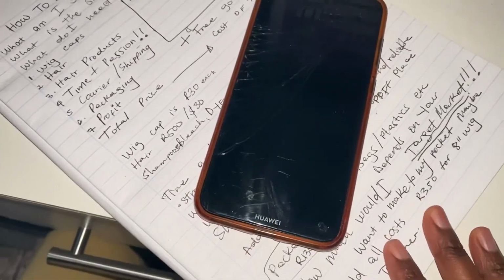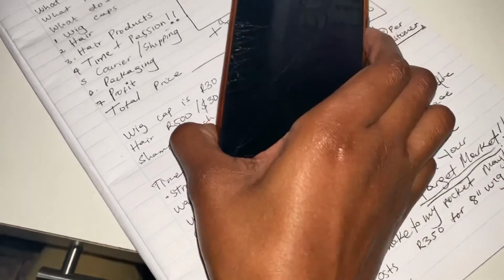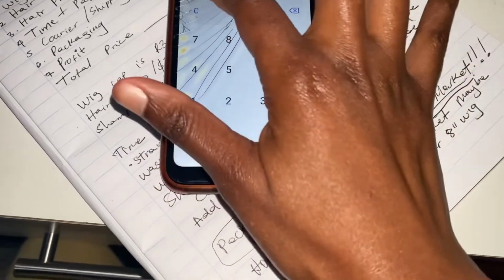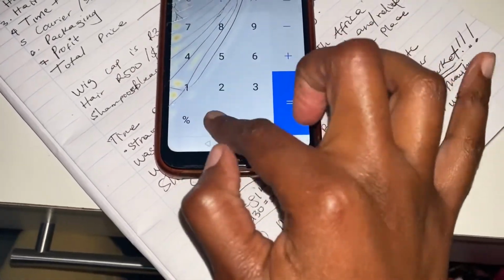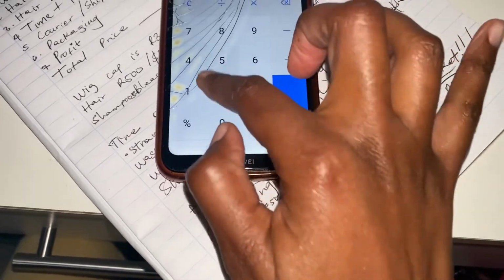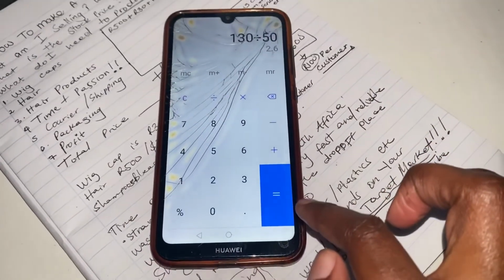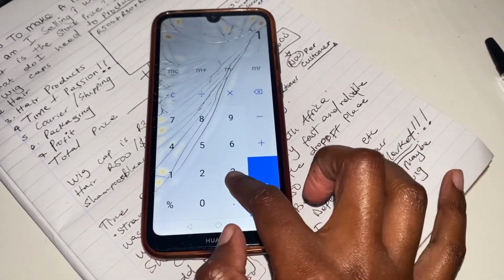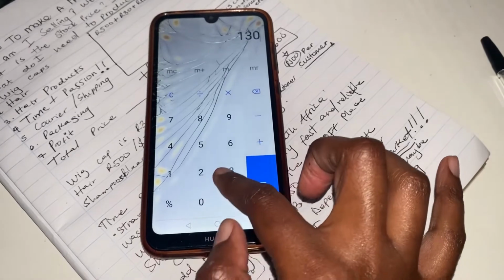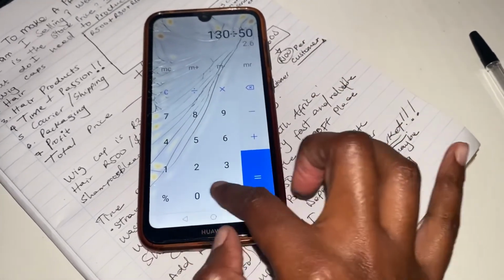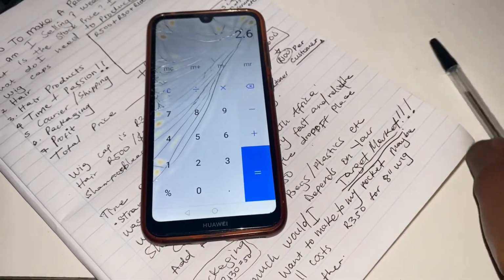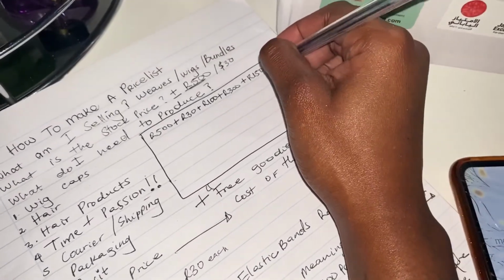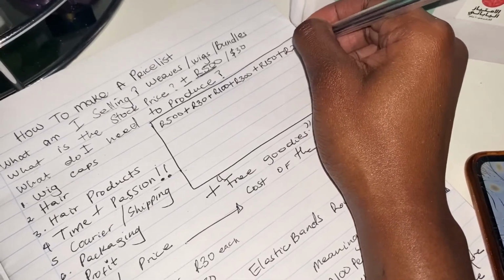So what you're going to do is, because you can't charge each and every customer money for 50 plastic bags while you're going to use one plastic, it doesn't make sense. So you have to say 130 rands, the cost of the packaging, divided by the number of items that are going to be found in the packaging. So let's say it was 50 plastics. That means 130 rands divided by 50 plastics is 2 rand 60 cents.